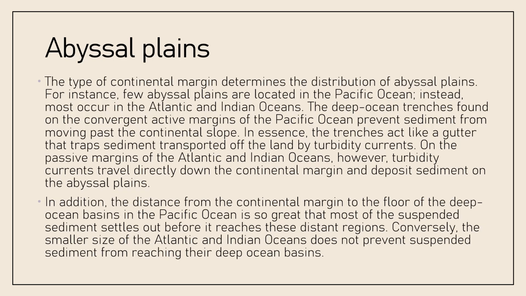So the deep ocean trenches found on the convergent active margins of the Pacific Ocean prevent sediment from moving past the continental slope, in a sense. The trenches act like a gutter that traps sediments transported off the land by turbidity currents. On the other hand, at the passive margins of the Atlantic and Indian Oceans, turbidity currents travel directly down the continental margin and deposit sediments on the abyssal plain. So there is no trap in the passive margins.